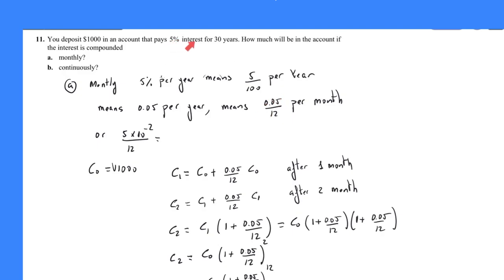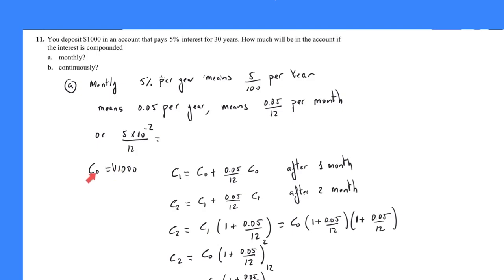Because it's being compounded, you deposit into an account that pays 5% interest rate for 30 years. Oh, so it's compounded per year, not per month. So I made the mistake. Oh, I'm sorry. Well, I did it per month. No, they ask you per month, monthly. So monthly, the interest rate that you earn every month is 5 multiplied by 10 to the minus 2 divided by 12. So you start with the 1,000.